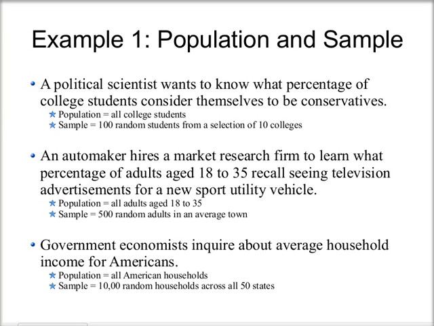Finally, government economists can inquire about average household income for Americans. So here the population would be all American households. That's what they're interested in learning about. And the sample might be 10,000 random households across all 50 states. So they could either call or mail out a survey to ask households what their average income is, and then use that information to guess what the average household income for all Americans is.